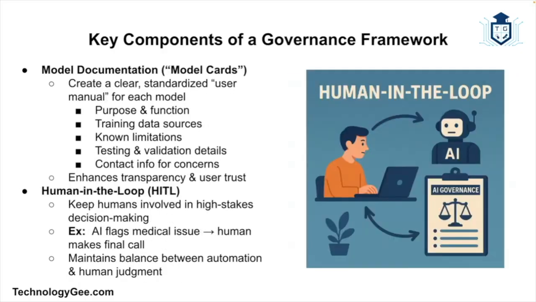There's also model documentation. Every AI model should come with a user manual that includes what it does, what data it was trained on, its known limitations, who tested it, and contact information for concerns, because this improves transparency and accountability. Then there's also the human in the loop element. For high stakes applications, humans should be involved in critical decisions. Do not let AI run wild. For example, if AI flags a medical scan as potentially cancerous, then a human doctor needs to make the final diagnosis. And this balance between automation and human judgment is critical.